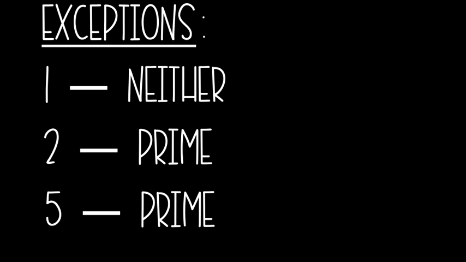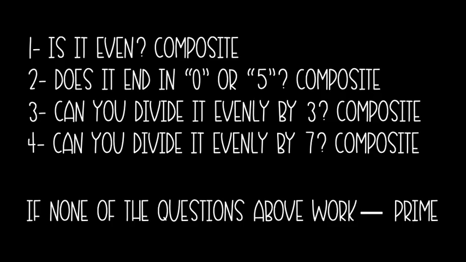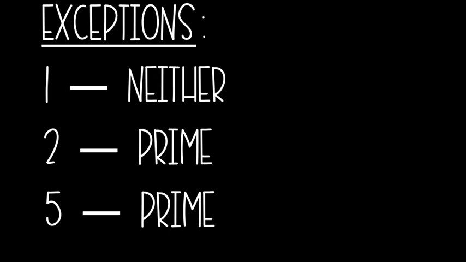The number 2, although it is an even number, is still prime because the only factors of 2 are 2 times 1. So that makes it prime because the true definition of prime is only 2 factors. And the number 5. 5 does end in a 5, so it is divisible by 5, but the only factors of 5 are 1 and 5, so it is prime. All other numbers will follow these 4 rules except for those 3.